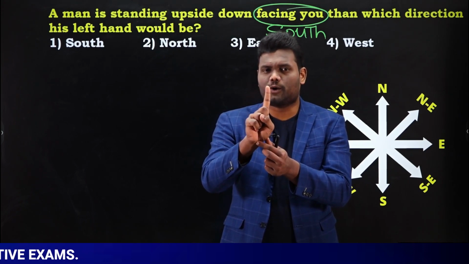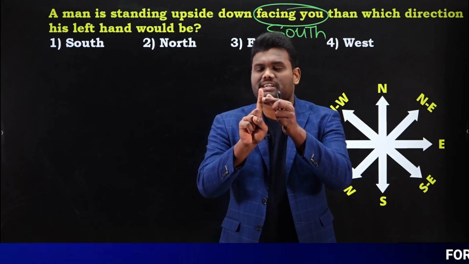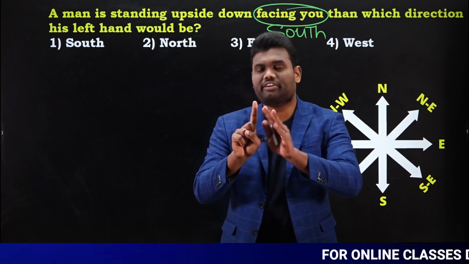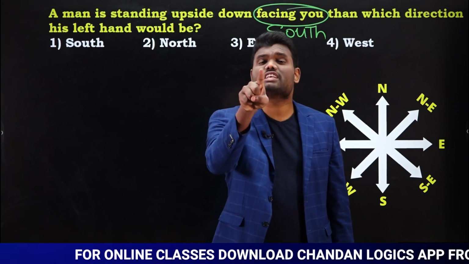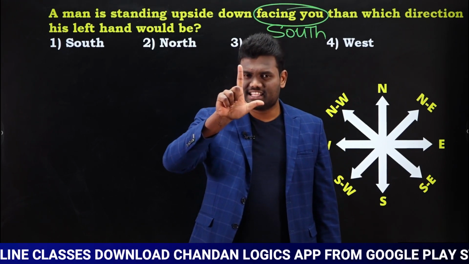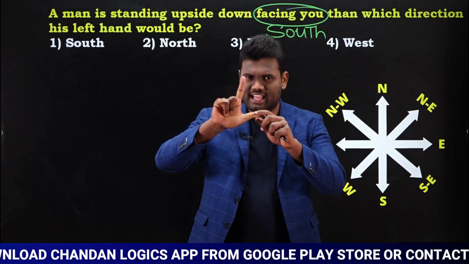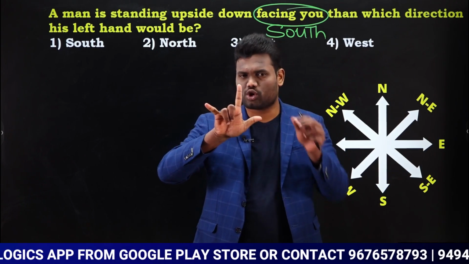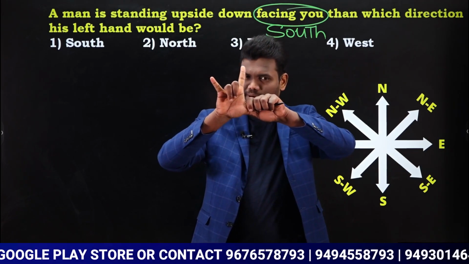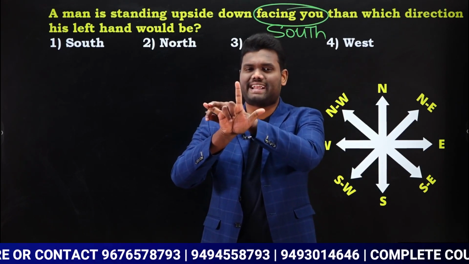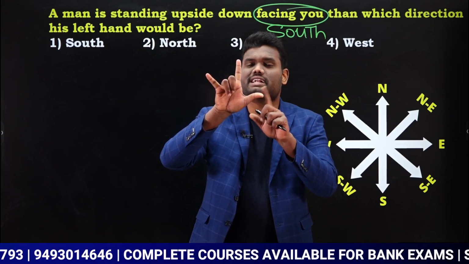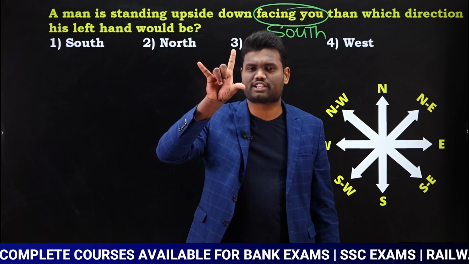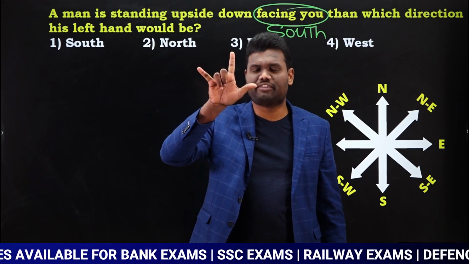Yes or no? Now, if the person is standing in a normal way facing you, then I can say this is the left hand side of the person and this is the right hand side of the person. Yes or no? This is the person's left hand side, this is the person's right hand side. Now observe carefully. If you observe here, the left hand side is nothing but my thumb finger. Yes or no? Left hand is nothing but my thumb finger.